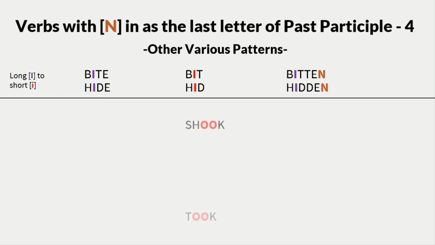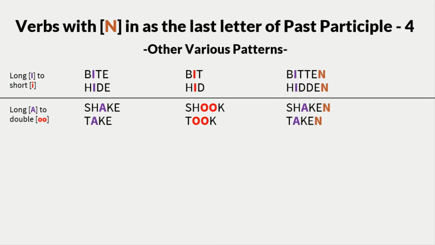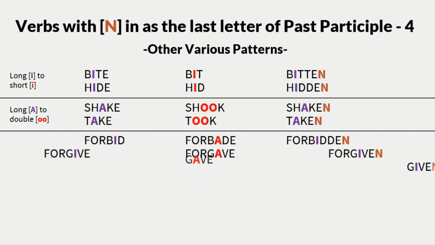The next subgroup has a long vowel A shifting to the double O. Shake, shook, have shaken, take, took, have taken. Again, you can see that the long A is in the present and past participle forms, but the past simple is different. Shook. Our third subgroup has the short I changing to a long A.